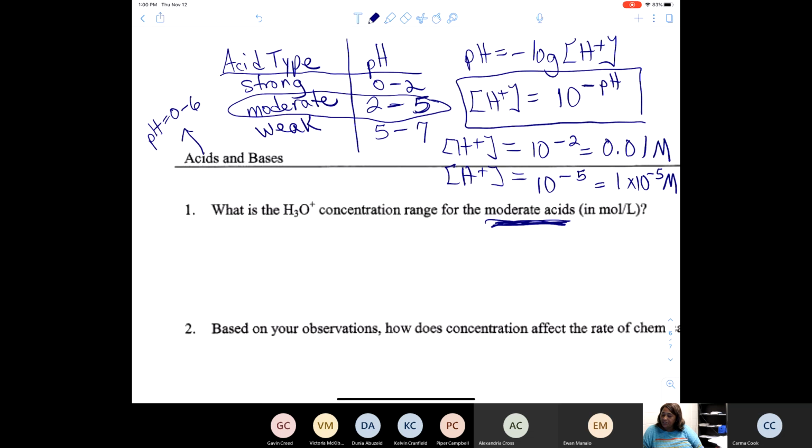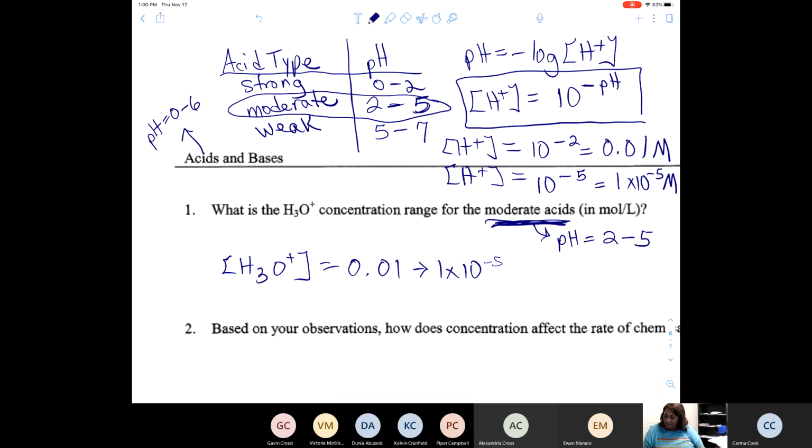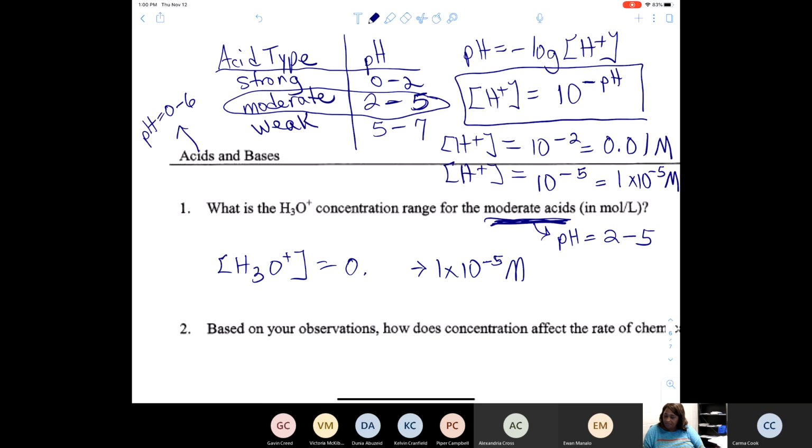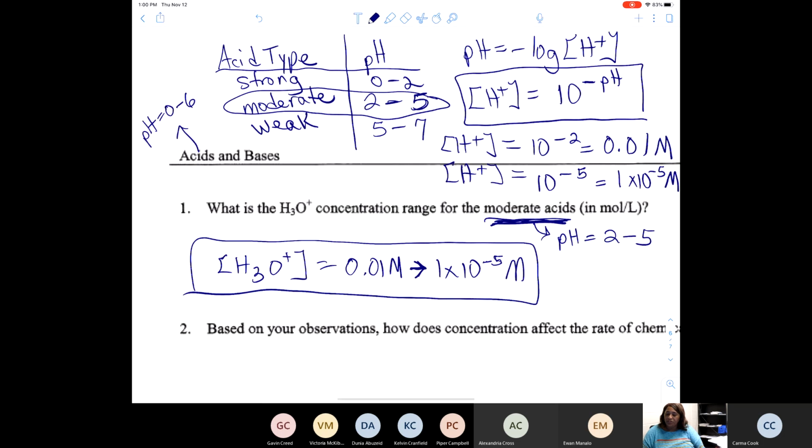So what is the H3O plus concentration for moderate acids with pH that ranges between 2 and 5? The concentration of H3O plus, which is the same thing as concentration of H plus, is 0.01 to 1 times 10 to the negative 5th. So that's how you were to approach that problem.